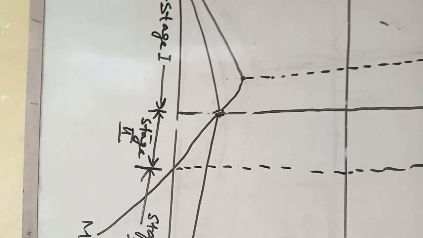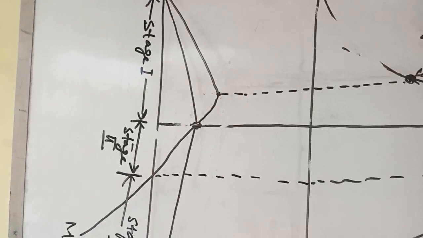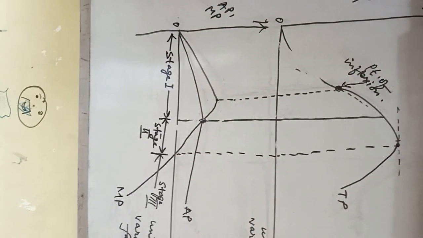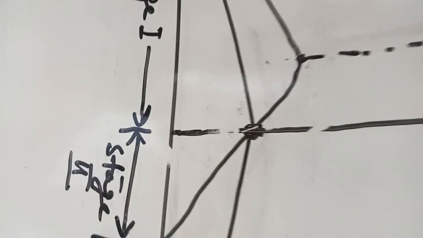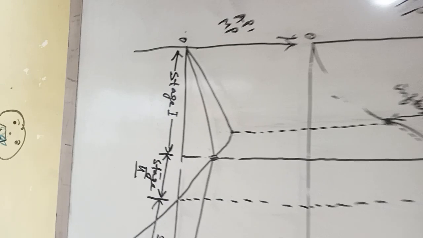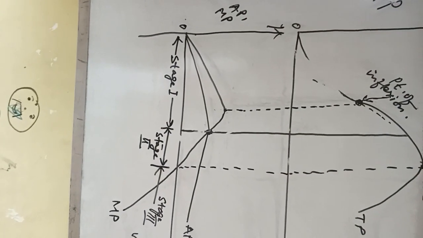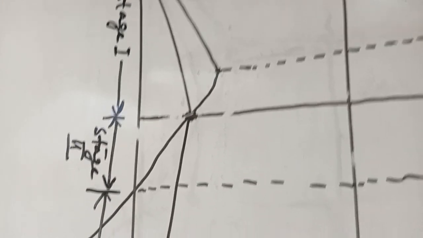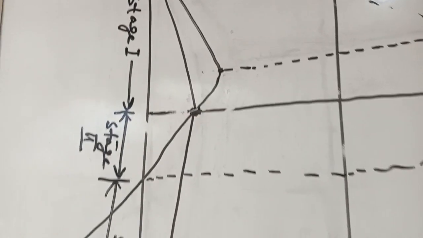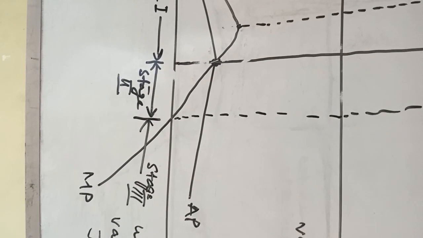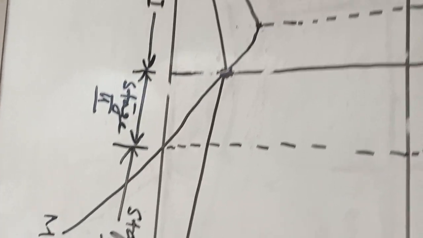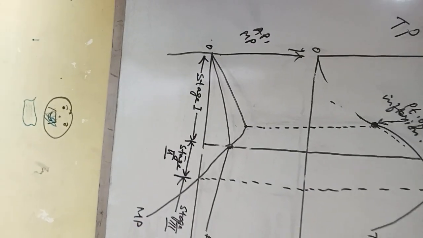We all know that when in a graph two curves cut each other, intersect each other, they are equal. So here at this point where AP and MP are cutting each other, AP and MP are equal. And after that point AP falls. But AP never is negative. AP is never negative. So this is the nature of the AP and MP curves.